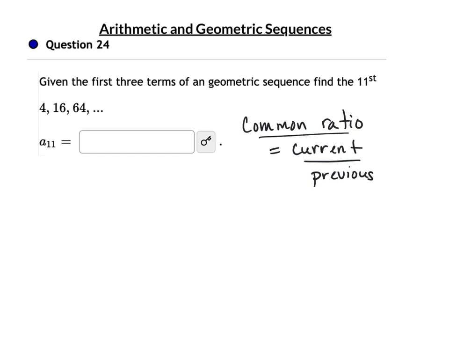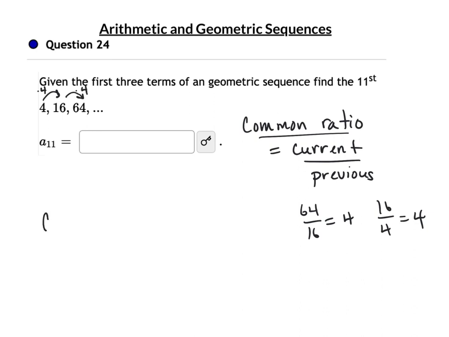Question 24. We need to find that common ratio. Take the current divided by the previous. 64 divided by 16 is 4, as is 16 divided by 4, 4. So every time I move one spot, I'm multiplying by 4.